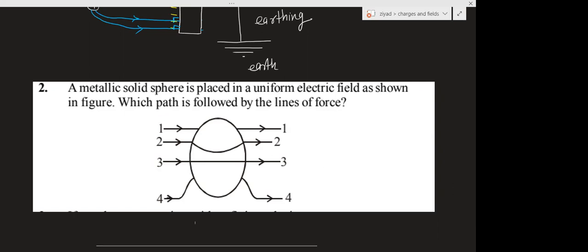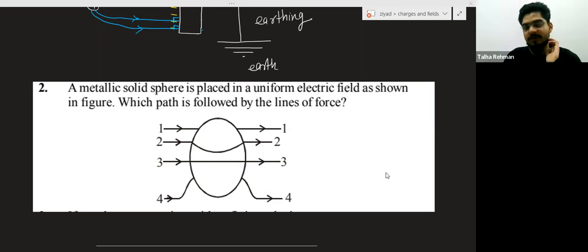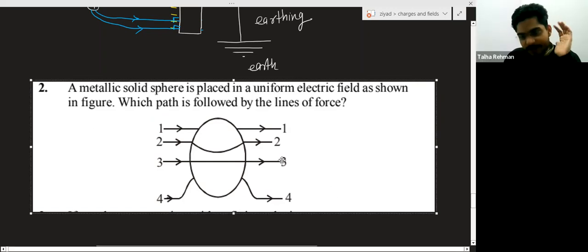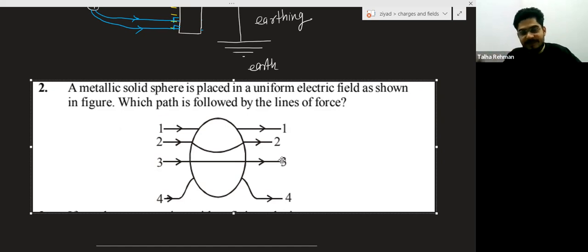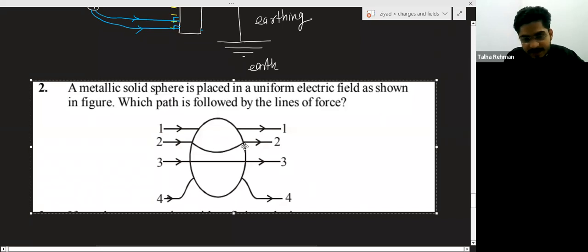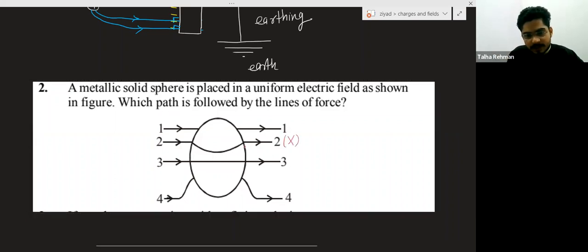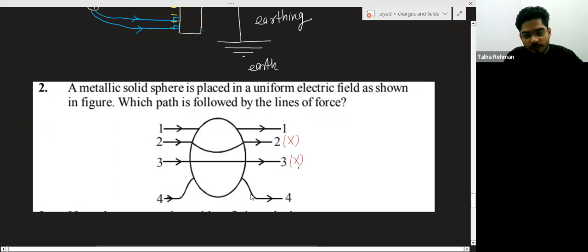Because it goes through... force only, excess. Means why not 2? Suppose this question appeared in the exam, so what will you do? You will see line number 1. Okay, so leave that. Then you will see line number 2. You can see line number 2 is inside this conductor. So can an electric field line be inside the conductor? No. So this 2 is not correct. 3 is also not correct. This is also inside the conductor. So now 4 is there and 1 is there.